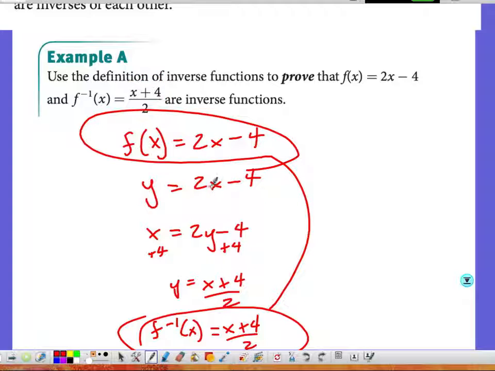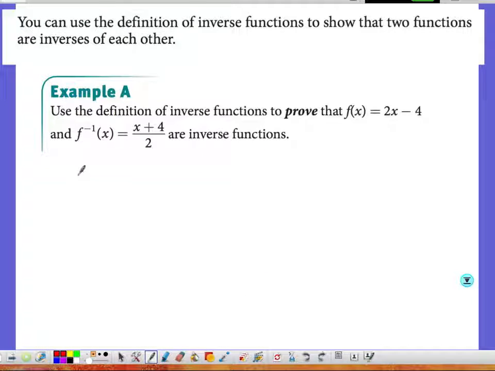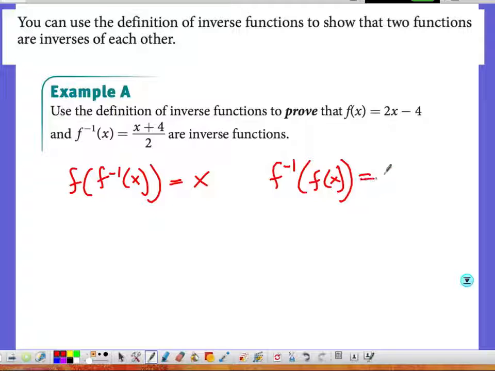But remember, in the definition of inverse functions, we have to show that f of f inverse of x does in fact equal x, and f inverse of f of x is going to equal x as well. If they both equal x, then we prove that the functions are inverses of each other. So let's go ahead and do that really quick.